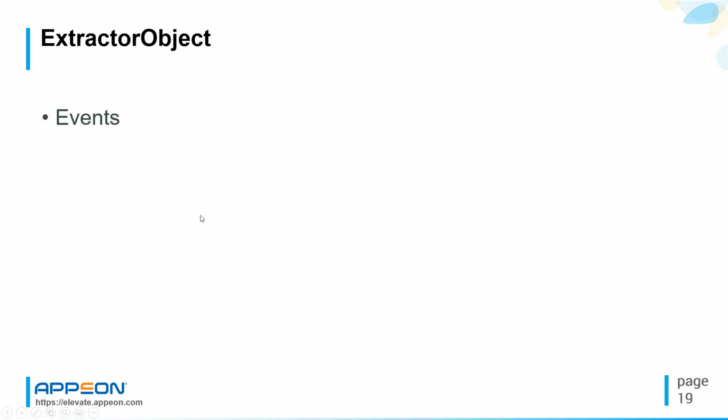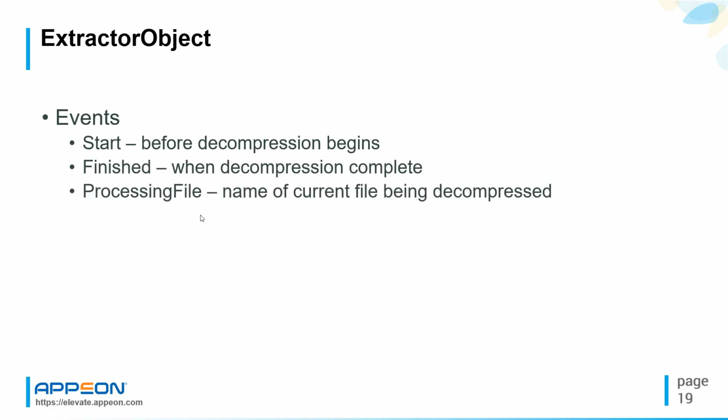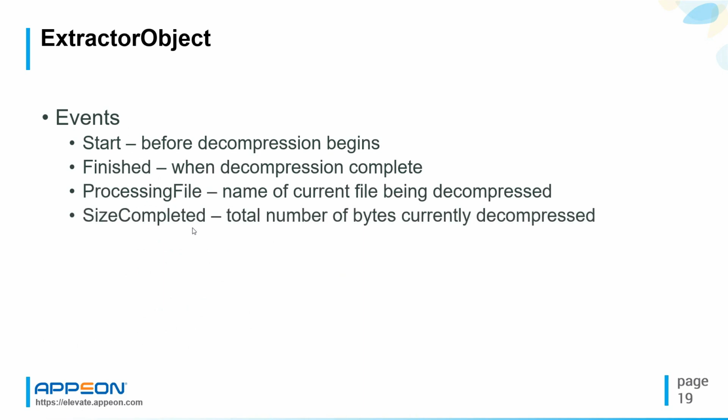Once again, there are events on the extractor object, and like the compressor object, there's a start and a finished, and a processing file, and a size completed. So it's basically the same events, and there's an error event too. Same events as for the compressor object, mainly so that if it's a long running process, you can let your users know what's going on. They won't think whatever's happening is just frozen or something.